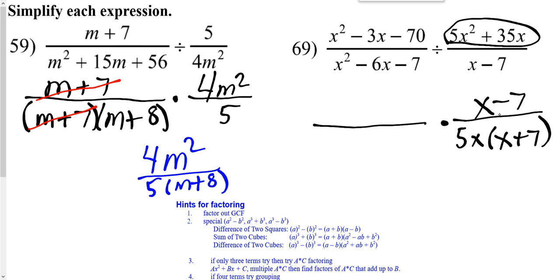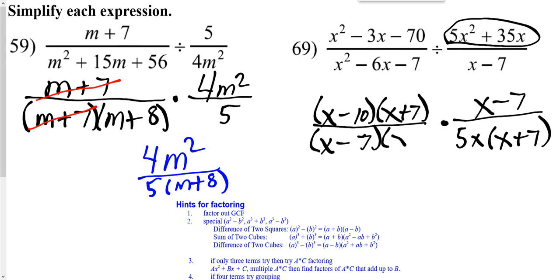And then on the first numerator, there's no greatest common factor, and there's 3 terms, so I'll do my AC factoring. And then I'll do the same idea on the bottom, factor that using my AC factoring. And then I want to look to see if there's anything the same top and bottom. Now, this is all that's left.